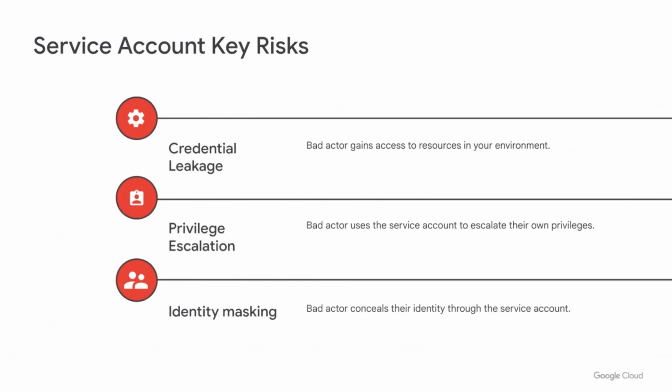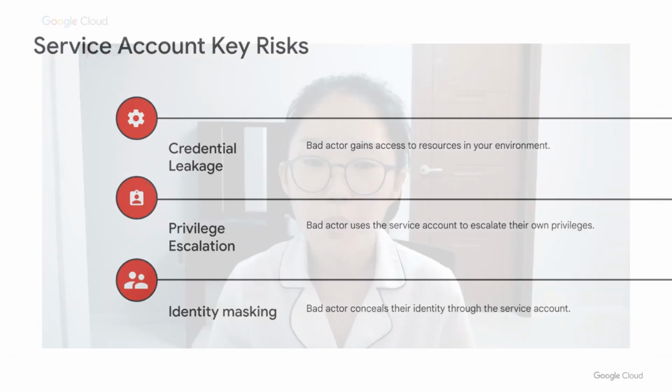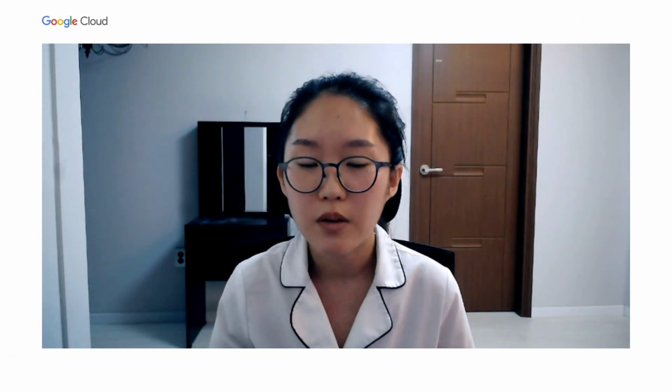Second risk is privilege escalation. If a bad actor gets access to a service account key, they might be able to use the key to escalate their own privileges. For example, the bad actor could use a service account with permissions to Google Cloud Storage bucket to give themselves additional privileges on the bucket. The third risk is identity masking. When a bad actor acts through a service account key, they can conceal their identity and actions since API calls are recorded as having been made through the service account. The main takeaway of this slide is that anyone with a service account JSON file can make API calls as that service account.